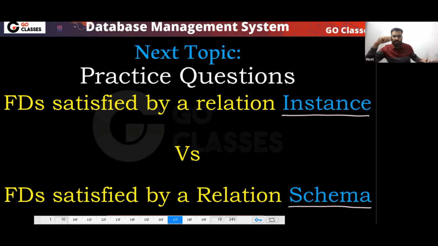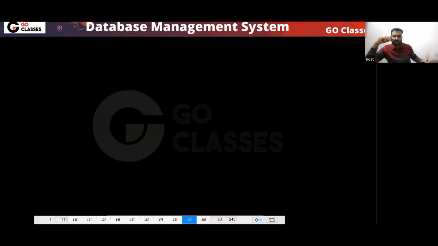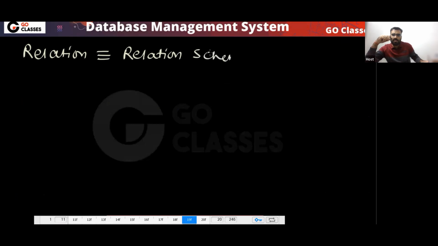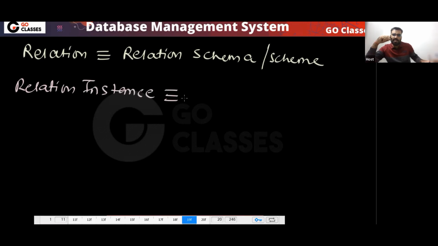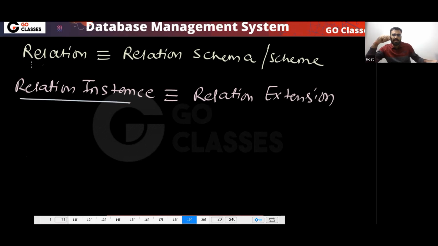When I say relation, what does it mean? If I only say relation, it means relation schema. It simply means I am talking about the relation schema, or you can say scheme. And this is called the relation instance, which is also called relation extension. So these are two things. Anyway, now let's see.